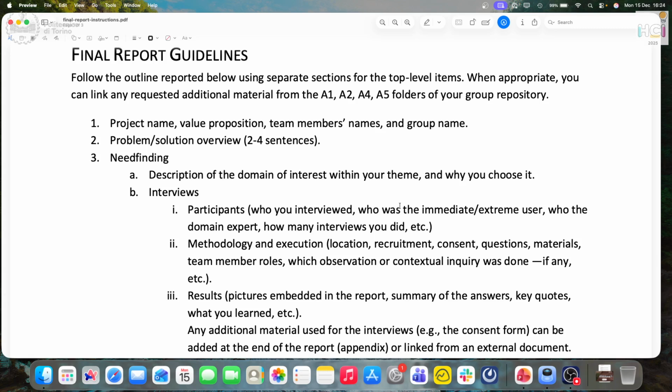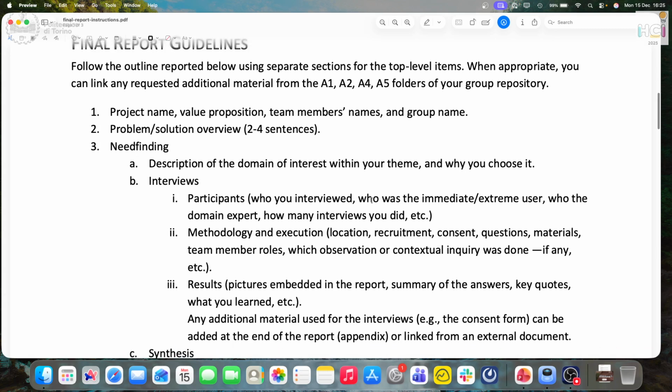So, in the first page you will have the project name and then, I don't know, a section that is the value proposition, and a section that is team members and group name. And then you have chapter two that is the problem solution overview. It could be a chapter, it could be a section, whatever. Two to four sentences, so probably a paragraph.